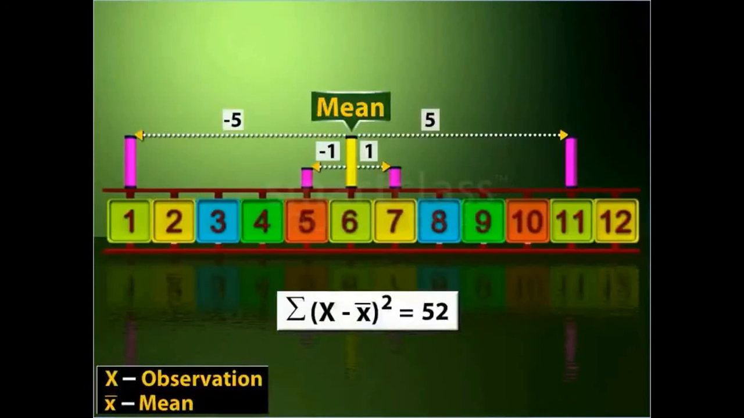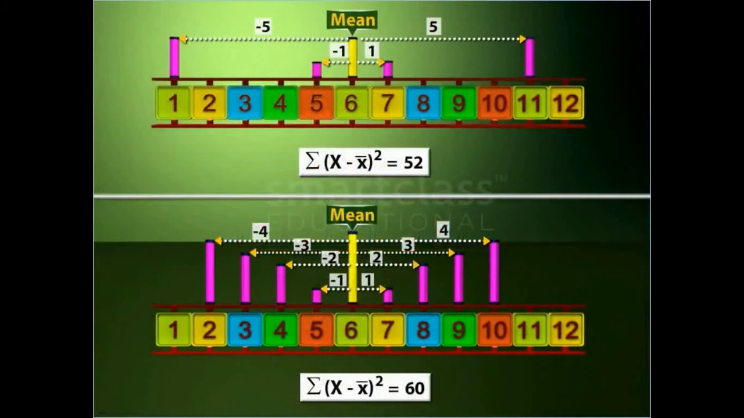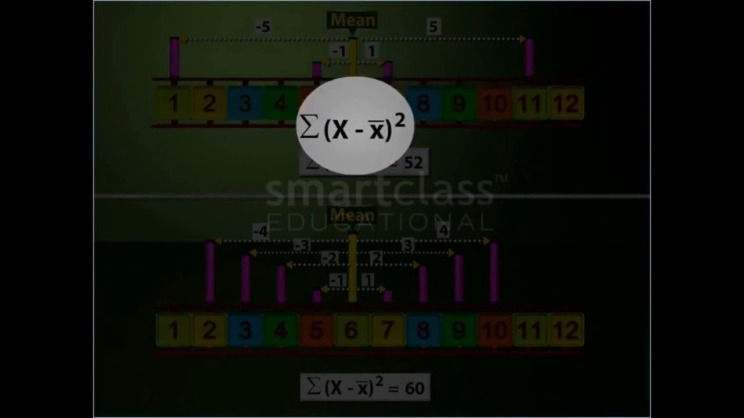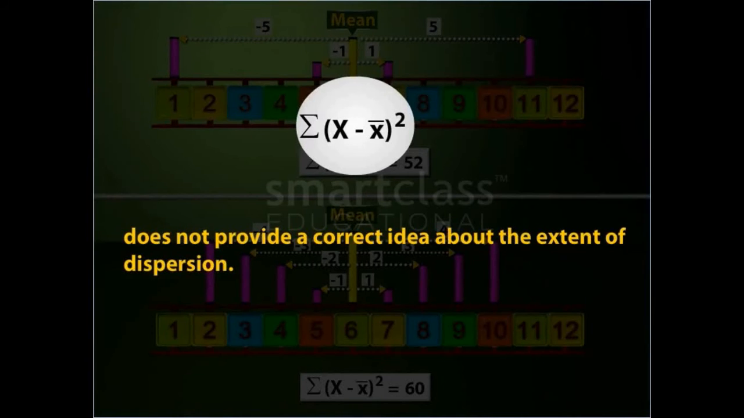If you consider these two sets of observations and consider the sum of squares of all the deviations in the two sets, you will find that the sum is more for the less scattered data about the mean and vice versa. Thus, the sum of the squares of deviations from the mean does not provide a correct idea about the extent of dispersion.